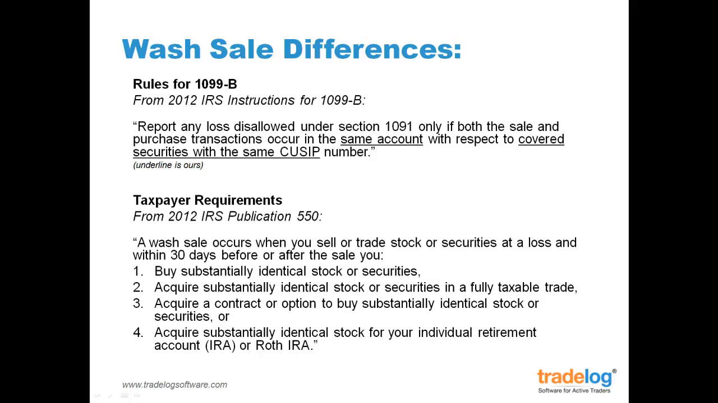And we show that here on the screen from the rules for 1099-B, which is from the instructions for 2012. Now, if you look at taxpayer requirements in Publication 550, you'll see that wash sale rule requirements are much more extensive for taxpayers than they are for what's being reported on the 1099-B.